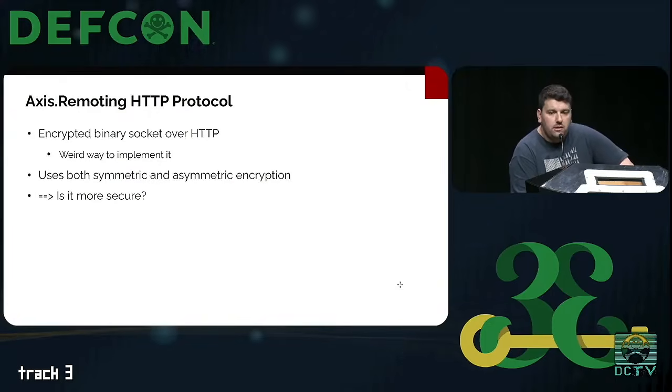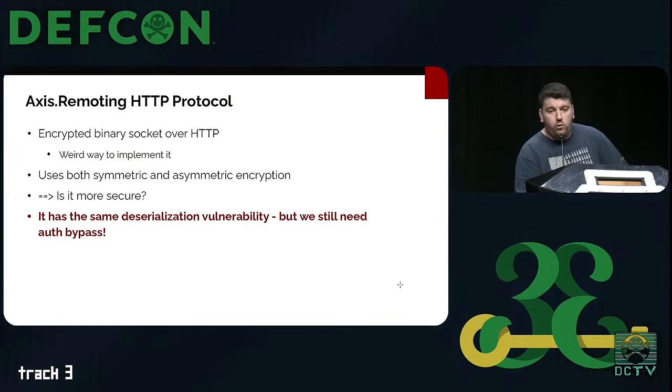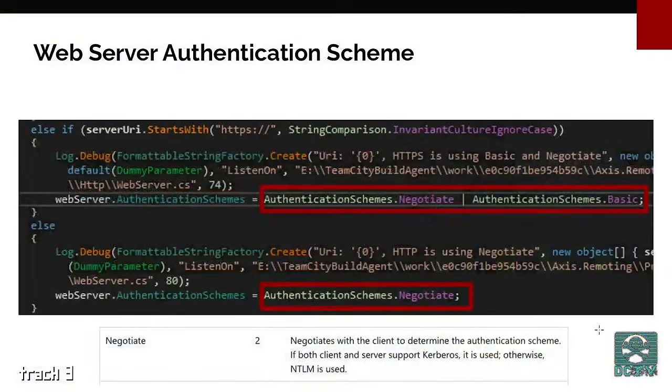So the question is, is it more secure? Because they are using encryption. Maybe it is. And the sad truth is no. This is still vulnerable. This is the same Access remoting protocol behind the scenes. And once you create this secure channel, we are back to sending serialized JSON-based RPC communication. Meaning, if we bypass the auth, we still are able to execute our code using the deserialization vulnerability we discovered before.